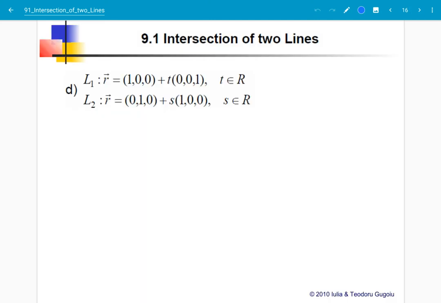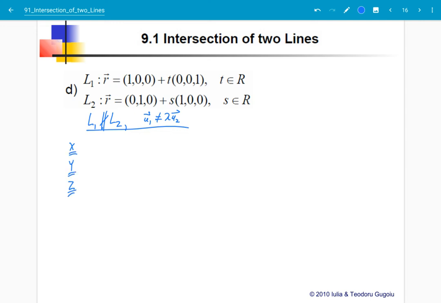So check the last one here. Line 1 is not parallel to line 2 since direction vector 1 can't be in proportion to direction vector 2. So we have two geometries, either skew or intersecting. So we'll set up our parametrics and equate them.